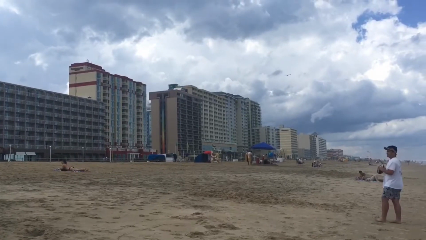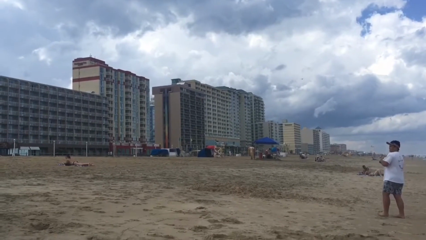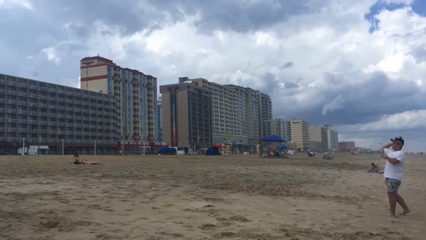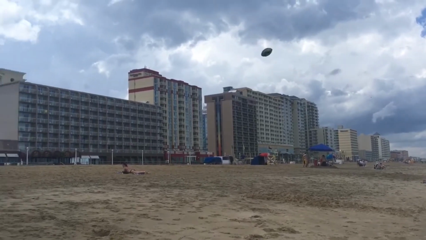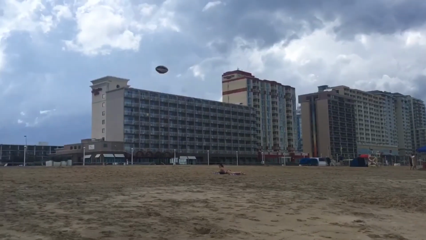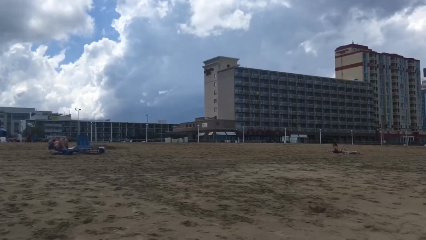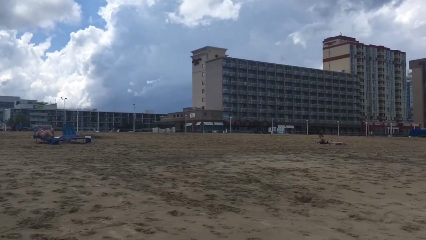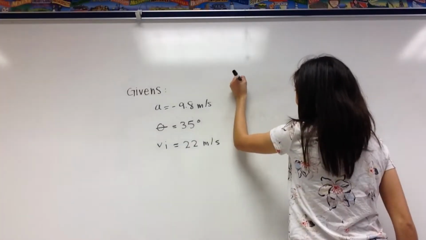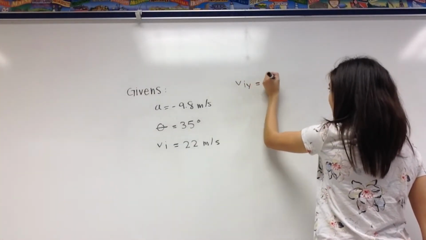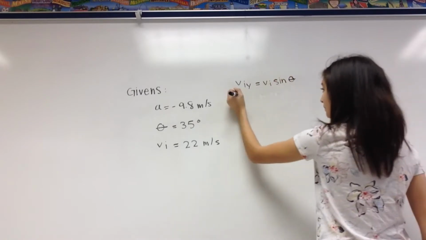Notice that the football moves in the shape of a parabola. This arc clearly shows the symmetry of motion that we mentioned earlier. When Noah throws the ball, what is the final velocity just before the football hits the ground? List out your givens. Next, you must divide the initial velocity into the x and y components.